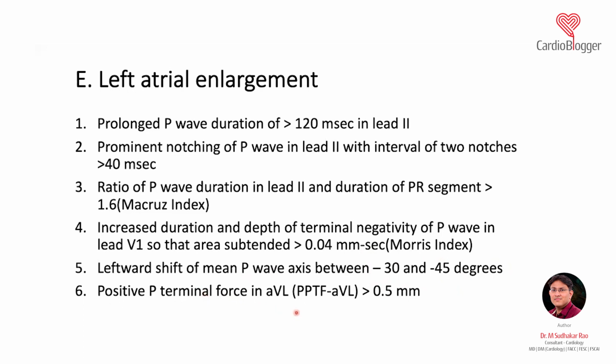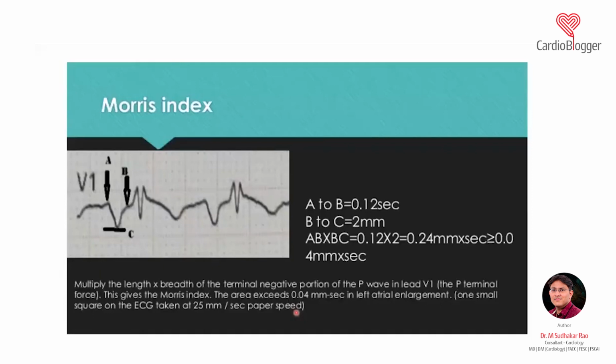Now this is very important. The positive P terminal force in aVL, if it is more than 0.5 mm, suggests left atrial enlargement. I think this point is something you can avoid at this stage. The first 5 points are the important ones for left atrial enlargement. The 2 important things I'll again focus on in the next 2 minutes.